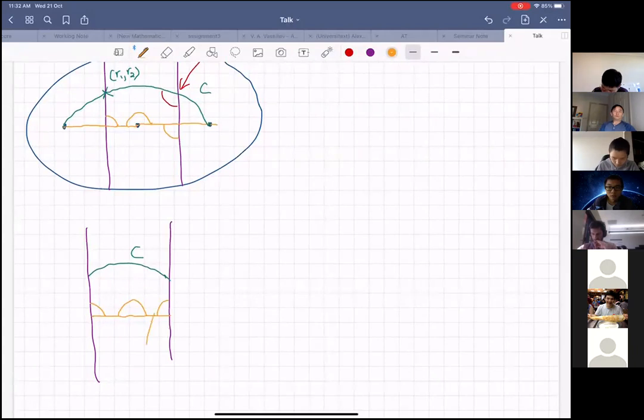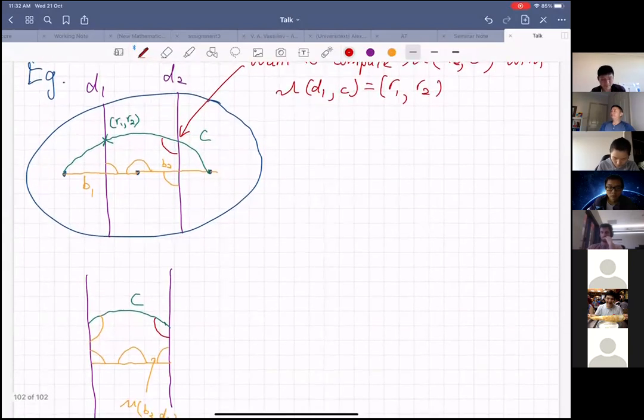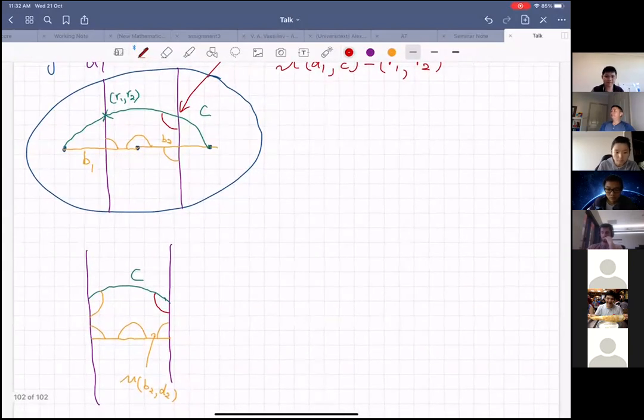So this is mu what? Mu b. Let's call it b1, b2. So b2 with d2. Just now we already know mu d2 and b2, but this is just swapping. And then we also can take this one. But what we want to compute is this, right? Okay.